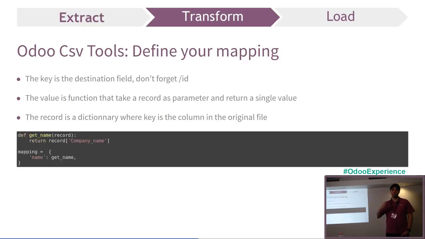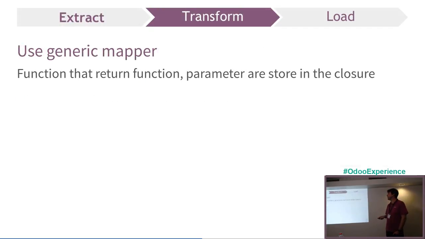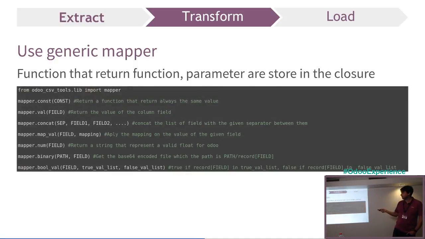Of course, you don't have to define all your mapping manually like that. I have a set of generic mappers. So there are functions that return functions, and the parameter is stored in the closure. So it seems scary, but it's quite easy to use. There's one that always returns the same value, one that returns the value of a specific column, one that concatenates some columns. There's one that does a mapping. This one is super useful to fix data because it will take the value of the original file and then apply a mapping on it. So if you have Belgique instead of Belgium, you can say, OK, each time I see Belgique, I'll transform it into Belgium, for example.